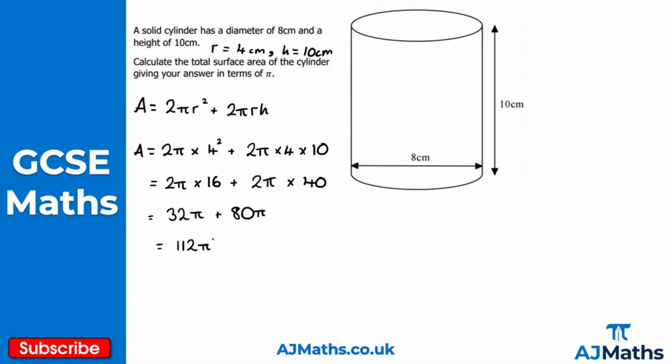Okay. Don't forget the units, even though we're given the answer in terms of pi, we do still need the units here. We're working in centimeters. That's going to be centimeters squared, because again, we're talking about the total surface area. Okay. And there we have it, so that's our solution. So 112 pi there for the final question.